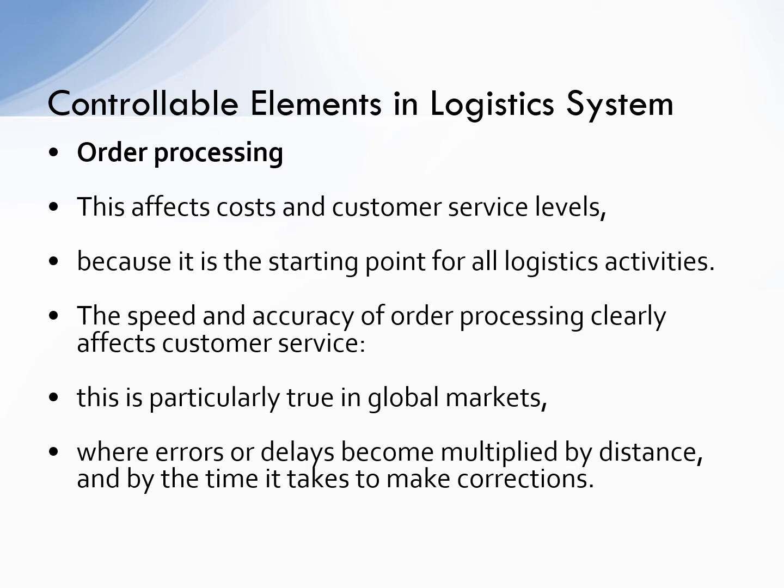Second controllable element in logistics system is order processing. Order processing affects cost and customer service levels because it is the starting point of all logistic activities. The speed and accuracy of order processing clearly affects customer service. This is particularly true in global markets, where errors or delays become multiplied by distance and by the time it takes to make corrections.